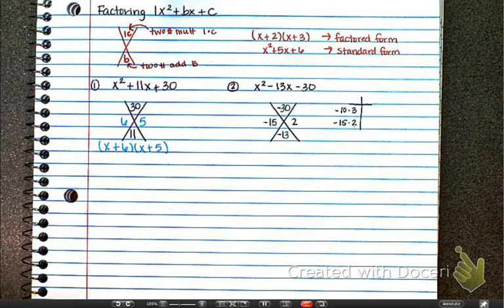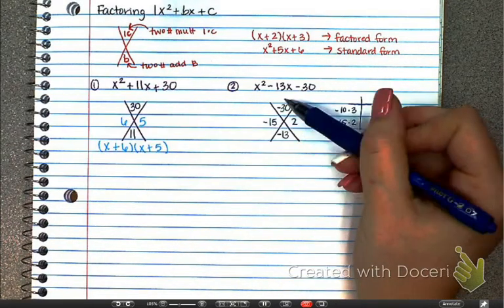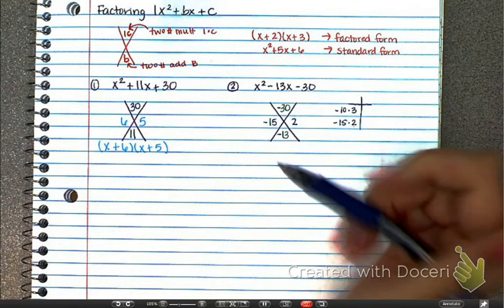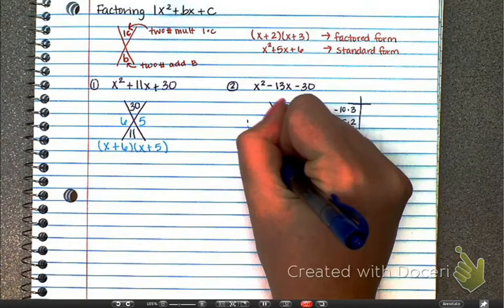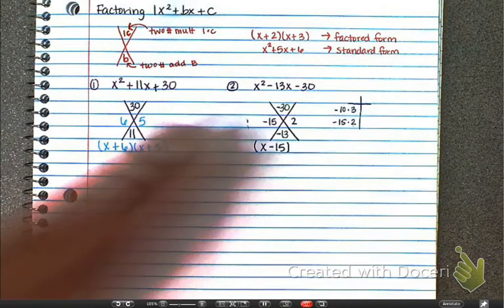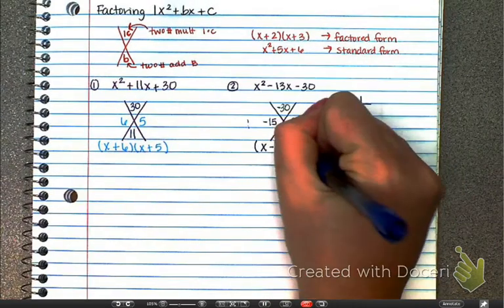So again, negative 15 times 2 is negative 30. Negative 15 plus 2 is negative 13. And then we write that in parentheses. So x minus 15 times x plus 2.